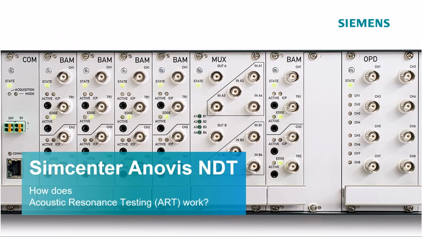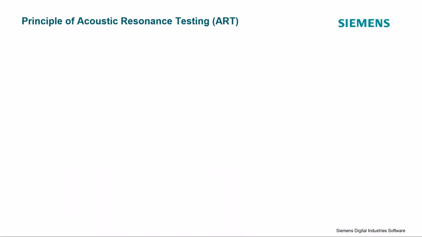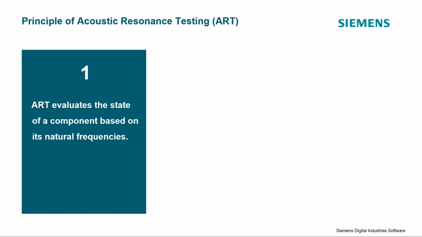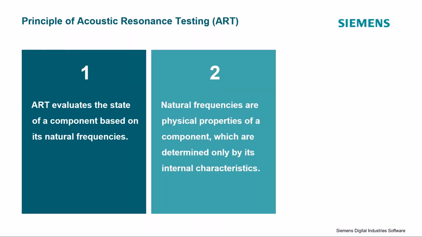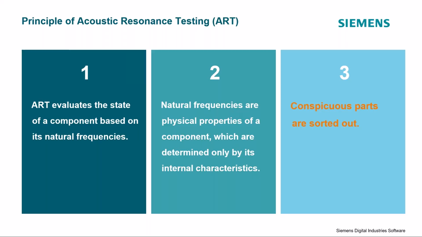How does acoustic resonance testing work? Well, the basic principle is quite simple. It evaluates the state of a component based on its resonance frequencies. They are physical properties of a component. They are determined only by its internal characteristics. And which characteristics? Well, I will explain. And parts that behave significantly other than the rest are sorted out. Sounds quite simple. Too simple.